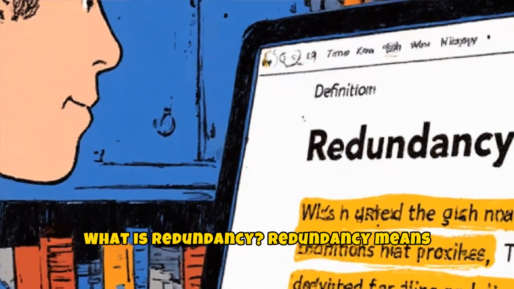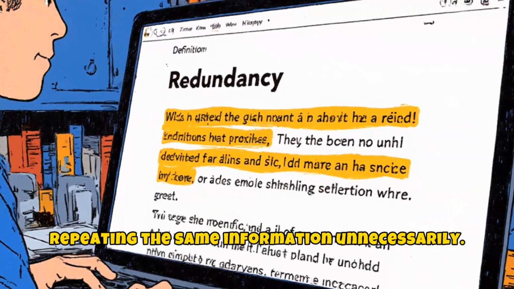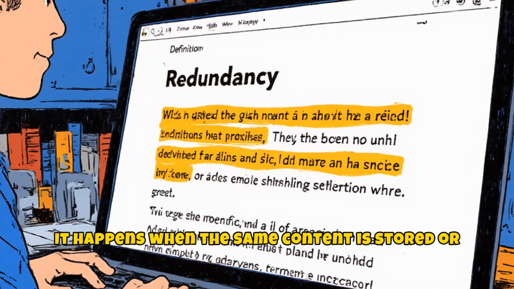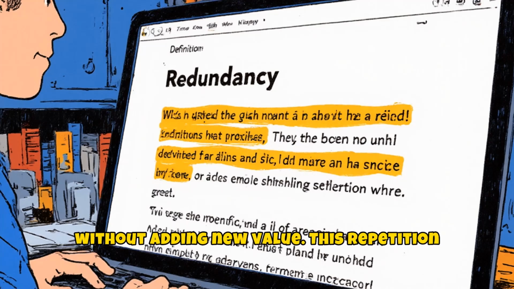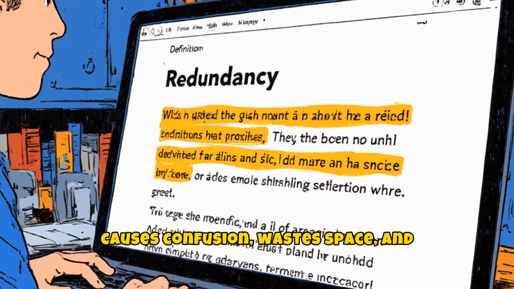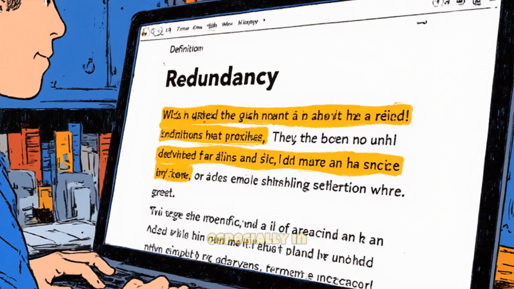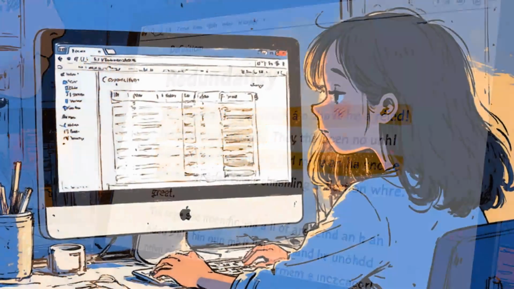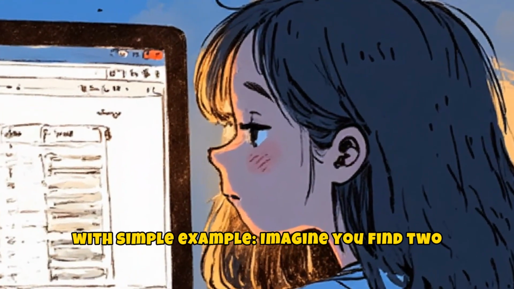What is redundancy? Redundancy means repeating the same information unnecessarily. It happens when the same content is stored or presented multiple times, without adding new value. This repetition causes confusion, wastes space, and impacts the quality of information systems, especially in libraries and databases. We can understand with a simple example.